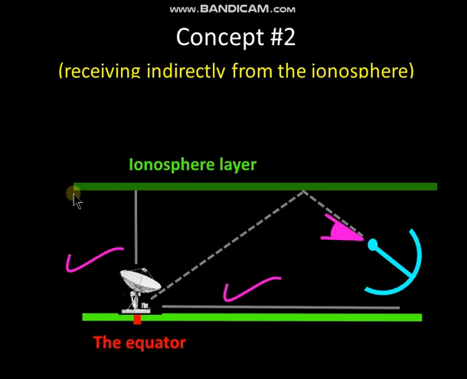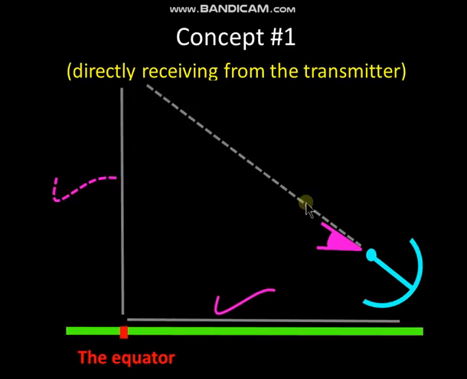So the second concept is receiving indirectly from the ionosphere, where the transmitter station is on the equator and transmits the broadcasts upward towards the ionosphere, and then it reflects back to your location. So this will be exactly like the previous one, except that for this layer, we can conclude it from this, and it would be half of the altitude concluded from the previous one.